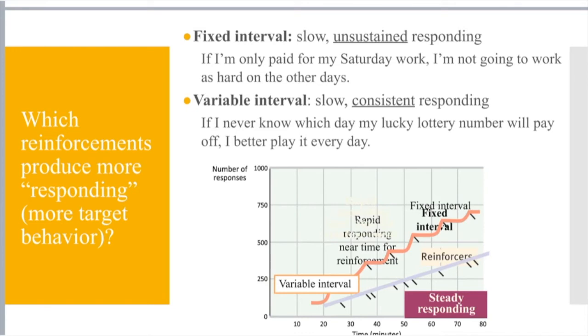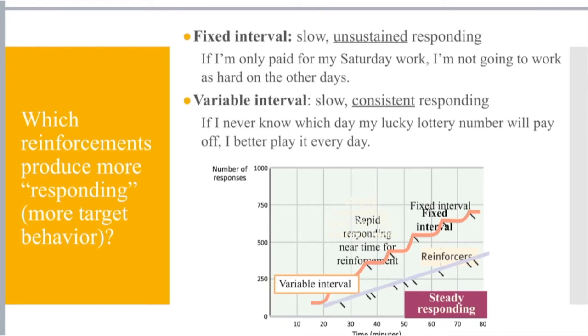If I'm only paid for my Saturday work, I'm not going to work as hard on the other days, right? That makes sense. Variable interval is slow and consistently responding. If I never know which day my lucky lottery number will play off, I better play it every day. Or if in school, I might say, you have to take 5 quizzes today. I'm only going to grade 3, but you don't know which 3. You're going to work hard on all of them for fear that I might pick the 2 that you didn't work very hard on, right?